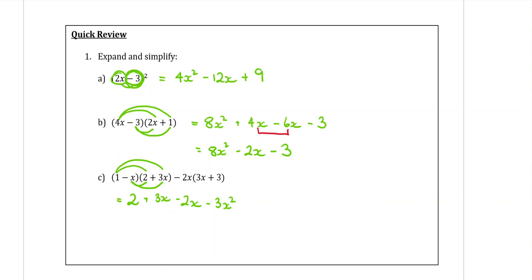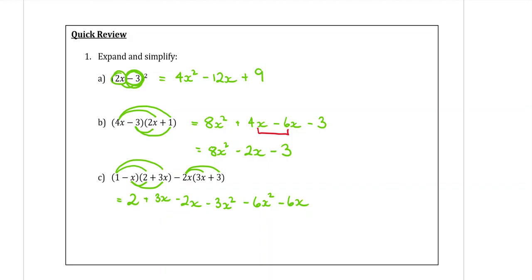Then we are going to do a binomial expansion where the minus 2x is going to times into that final bracket. So minus 2x times 3x is negative 6x squared. Then negative 2x times 3 is negative 6x. Okay, let's see if we have some like terms to collect.